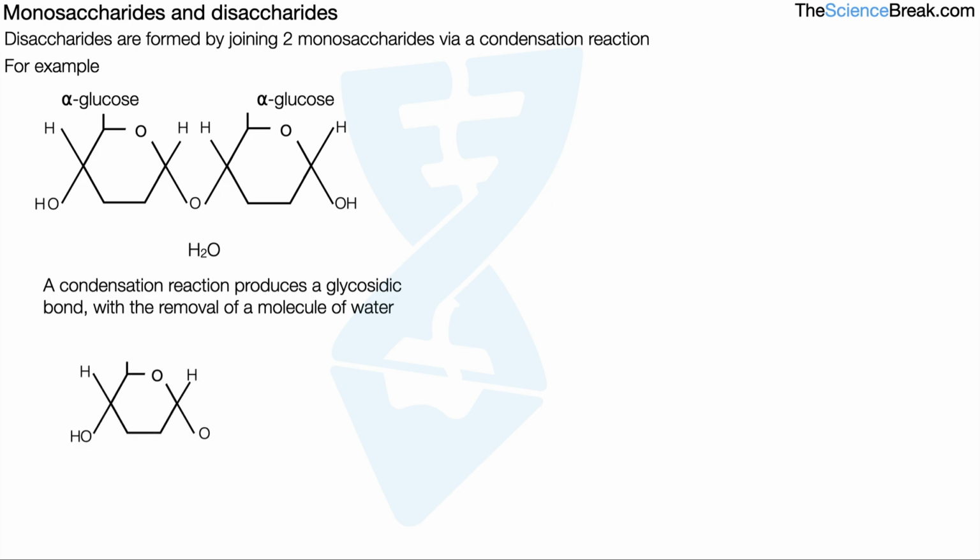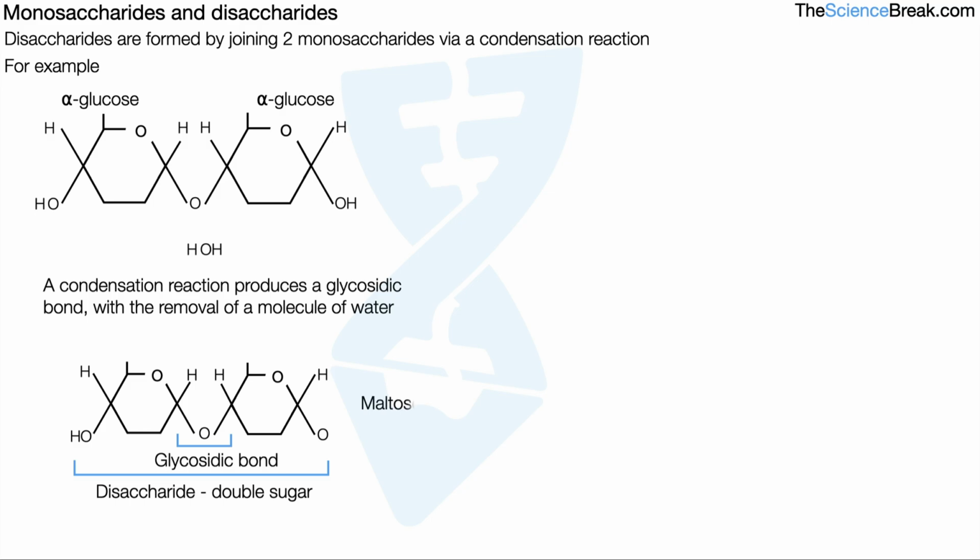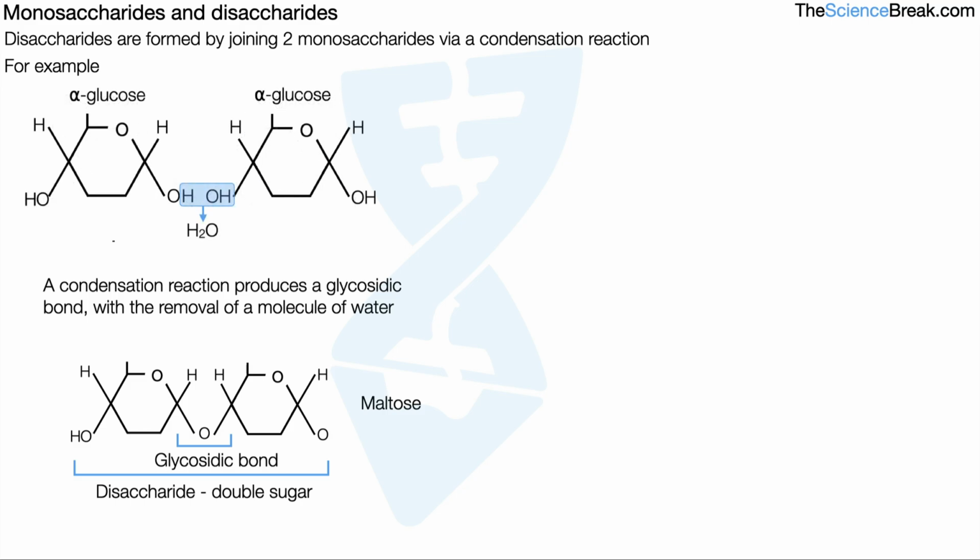So if we just draw that again underneath, here we can see is our glycosidic bond, and we have formed our disaccharide. In other words, a double sugar. This disaccharide is actually called maltose. So let's just put the original diagram back so you have that for your notes. And then we can move on to look at the examples of monosaccharides and disaccharides that we need to know.